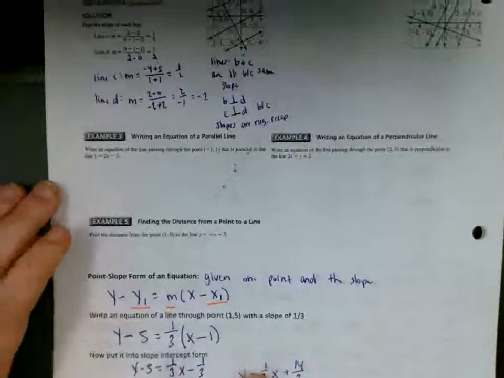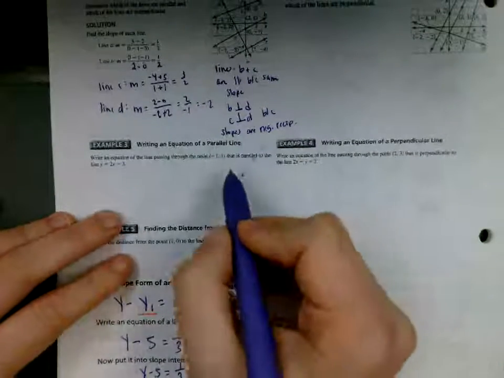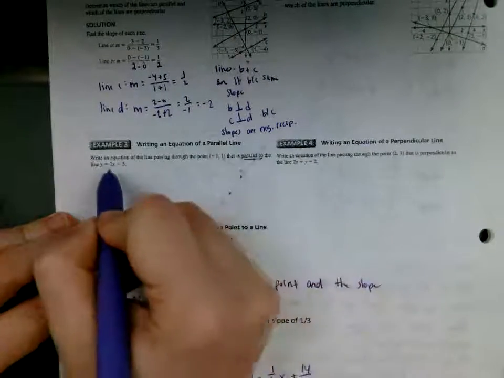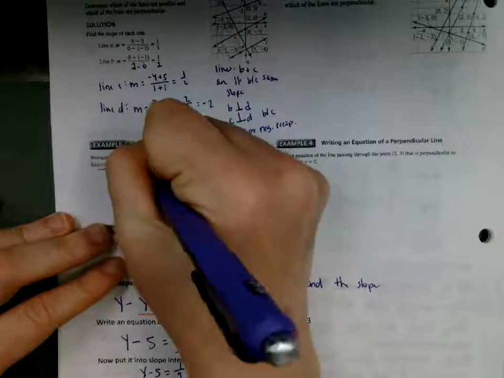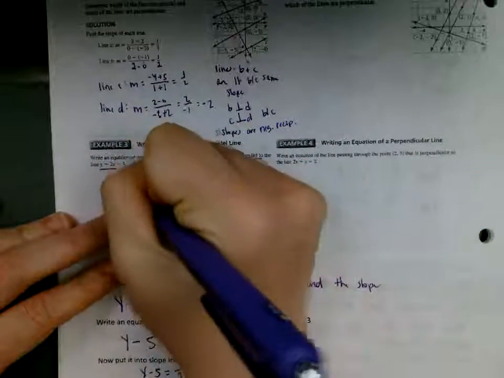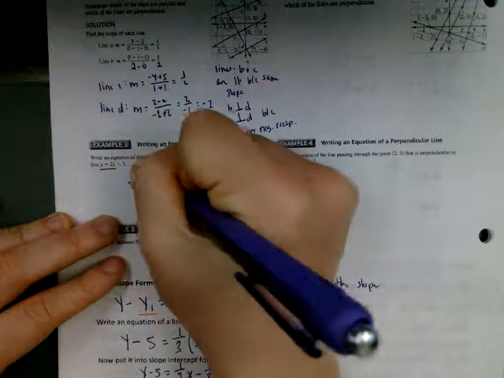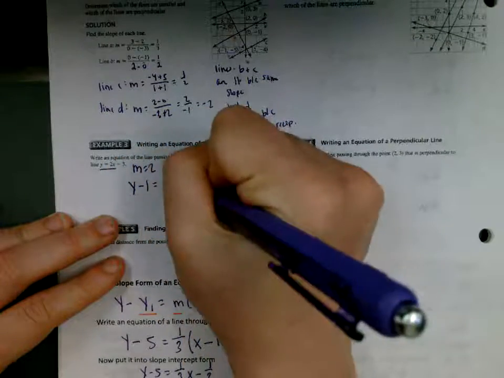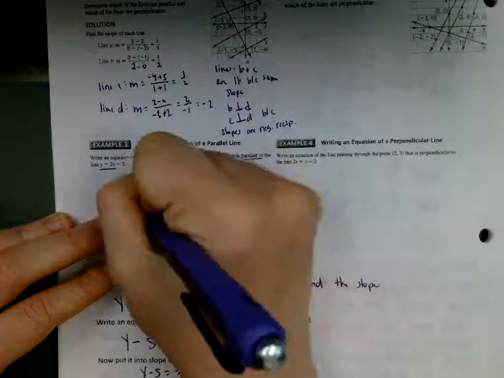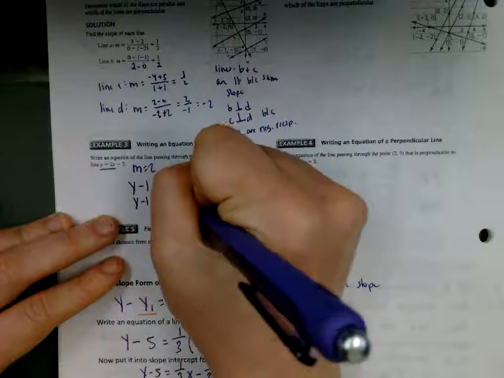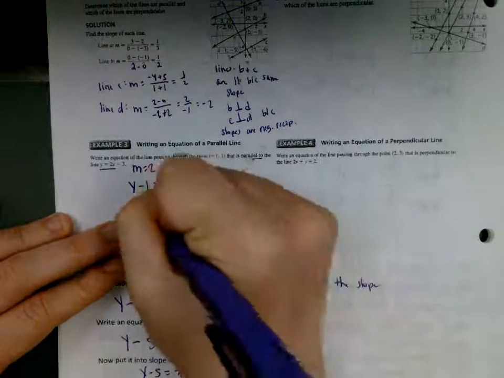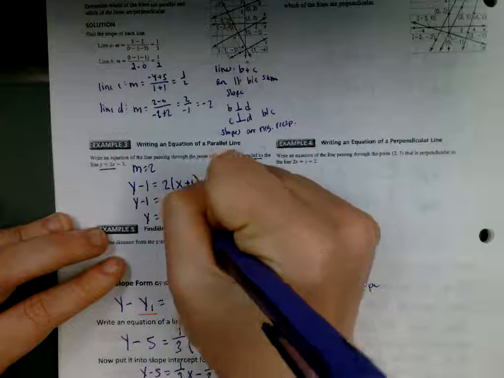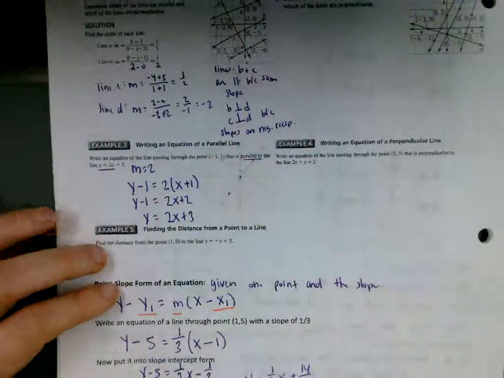Now, on example 3, okay, same idea. You have parallel to the line, so that means that m is equal to 2. So you're going to do y minus 1 equals 2 parenthesis x minus -1 becomes plus 1. Y minus 1 equals 2x plus 2. Add 1, y equals 2x plus 3 is your answer there.